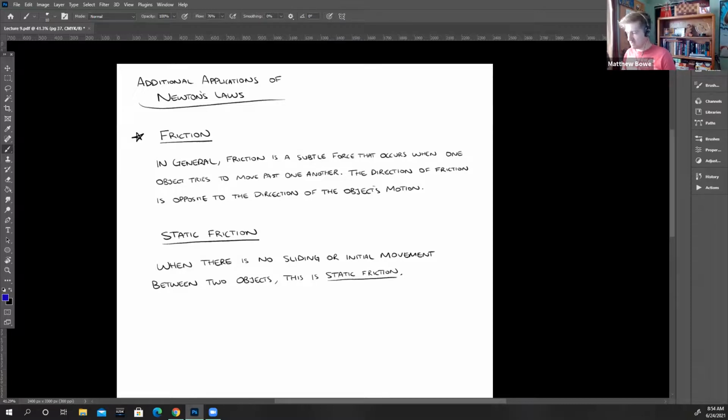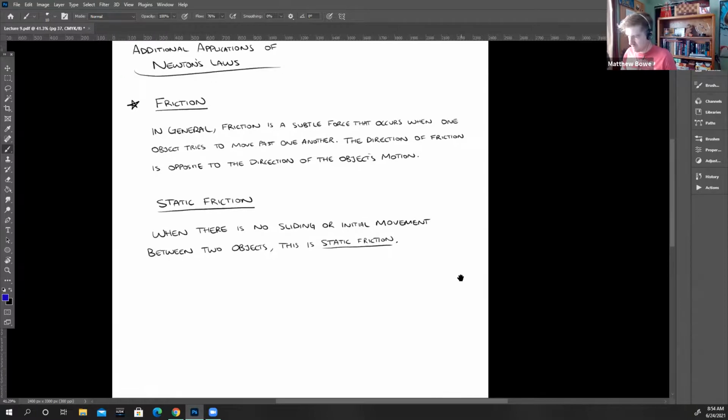Static friction is interesting to think about. When something is at rest and motionless, it has a different level of friction than when it's already moving. So static friction is when it's still static, stationary.